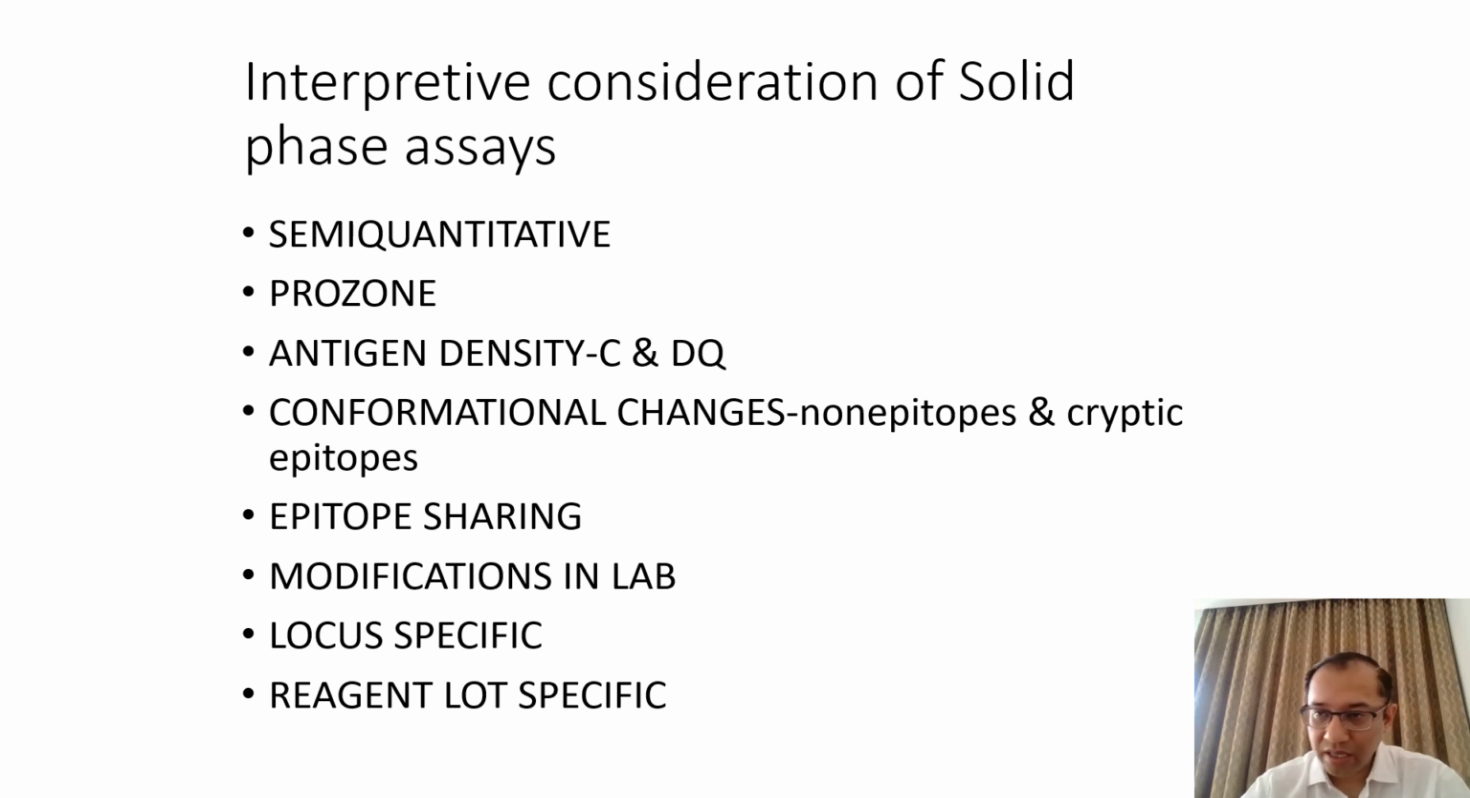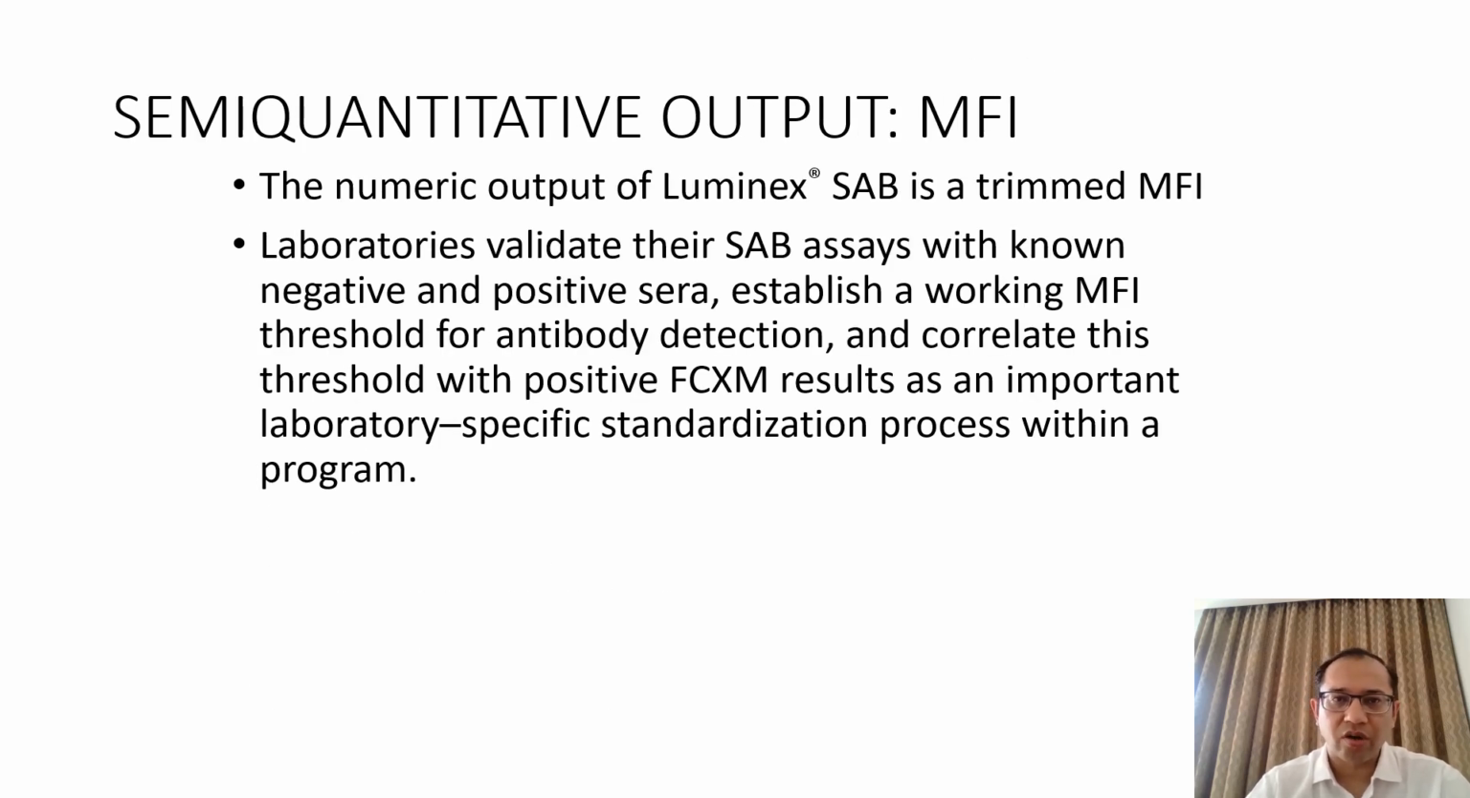So yes, SAB is a very sensitive and specific test, but then it has got its own problems. Most importantly, it is a semi-quantitative test. The MFI is semi-quantitative. It's not an absolute value. It is dependent on a lot of factors, which we'll discuss a little bit. Prozone phenomena, antigen density, conformational changes, cryptic antigens where epitopes may be exposed. There may be epitope sharing. There may be modification between the lab locus and reagent lot specificity may also differ. So it is a semi-quantitative output.